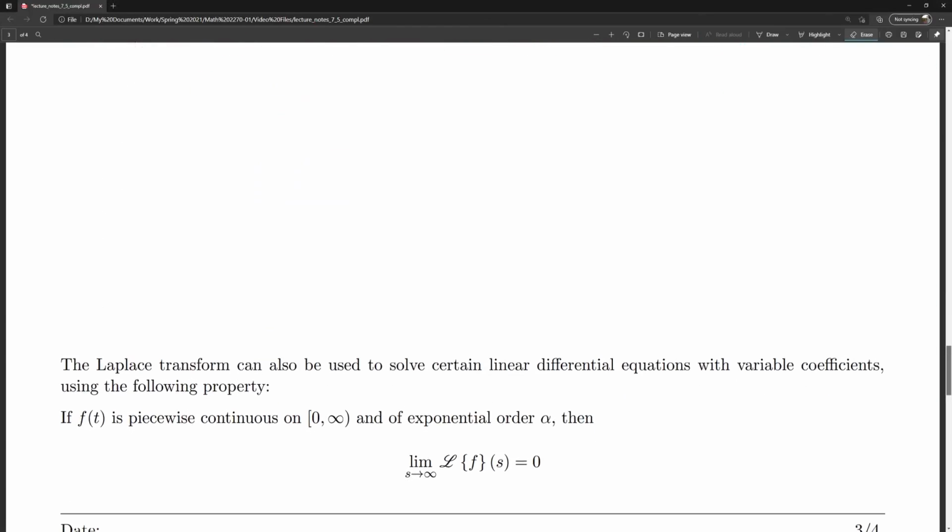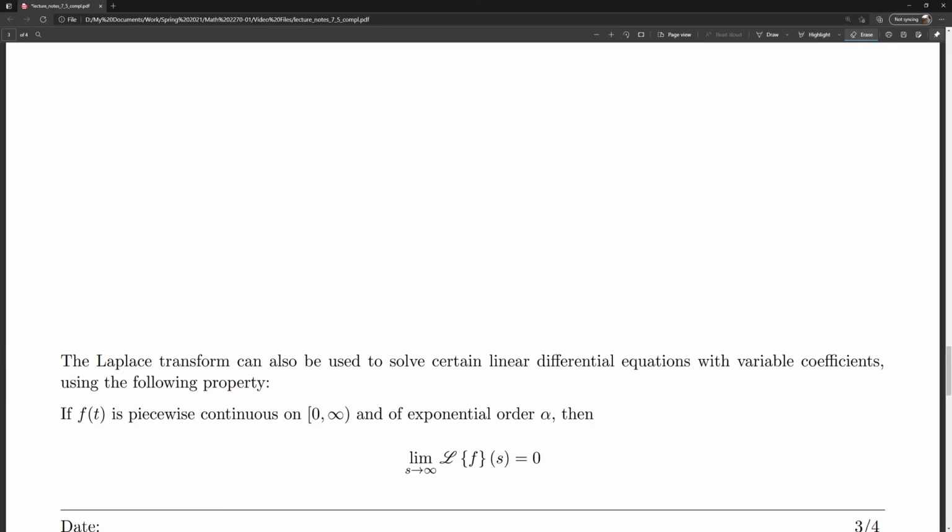Now, the Laplace transform can also be used to solve certain linear differential equations with variable coefficients if we use the following property of the Laplace transform. If f of t is piecewise continuous on the closed interval from 0 to infinity and of exponential order alpha, then the limit as s goes to infinity of the Laplace transform of f has to tend to 0.